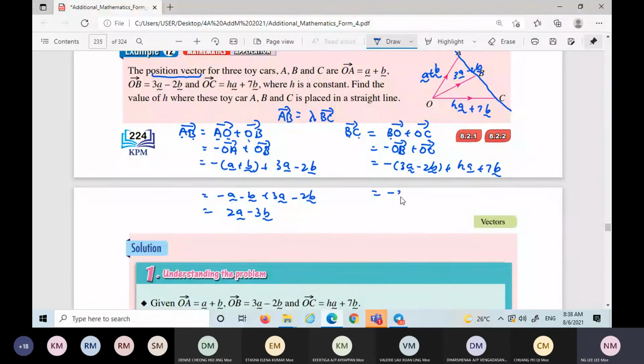Okay, expand it, negative 3A. Negative, negative become positive. Now group the A. So I have H minus 3 for the A. Then for the B, 7 and 2 is 9B. After that, only bring into this formula or these equations.